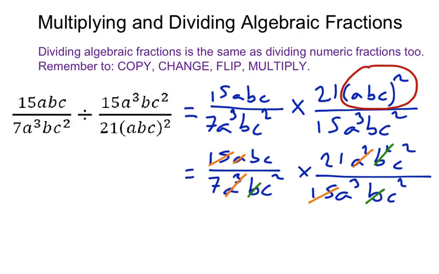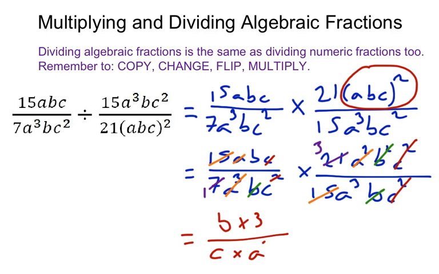And then c's, on the top we have a c and a c squared, so 3c's. On the bottom we have 4c's, so we're going to cancel out those 3c's on the top with one of the c squareds and the square of the other one, leaving us with just c. And finally the 7 and the 21 also cancel down, and that's going to give us a final answer of b times 3 on the top over c times a cubed on the bottom, which gives us 3b over a cubed c as our final answer.